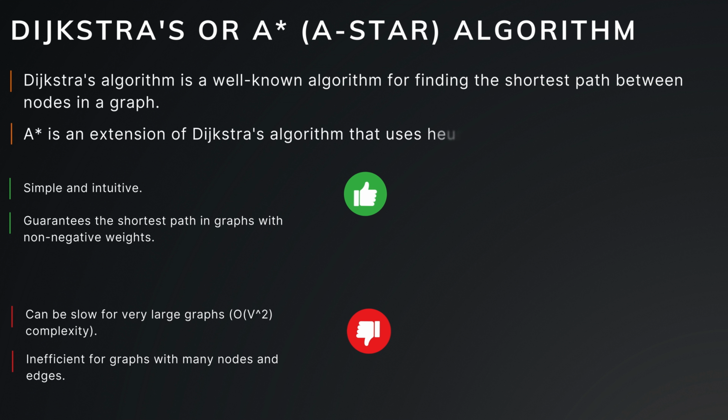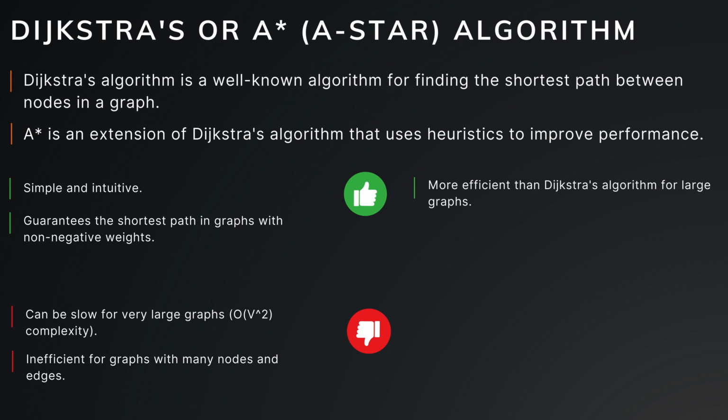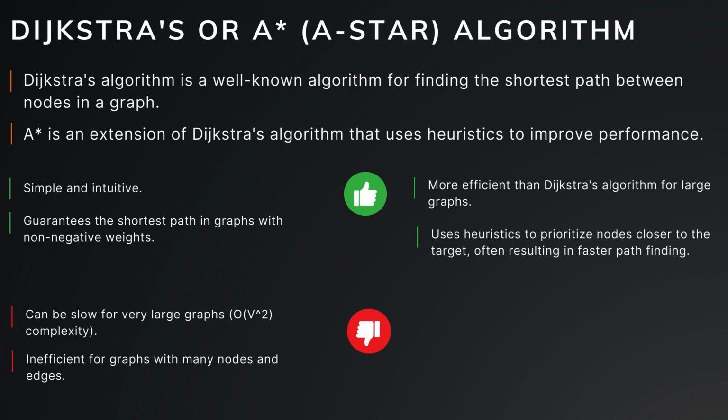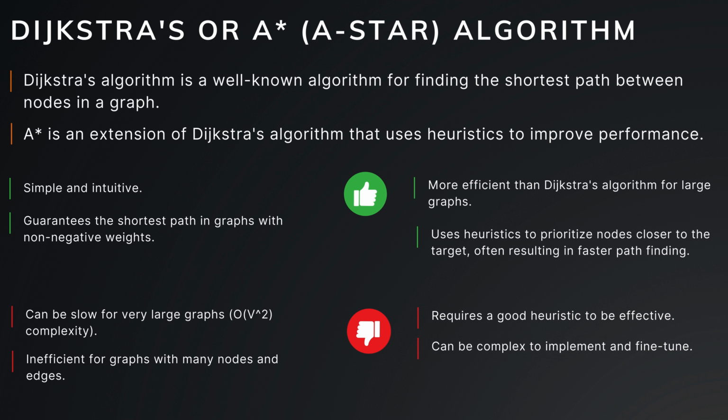A-star algorithm is an extension of Dijkstra's algorithm that uses heuristics to improve performance. It finds the shortest path more efficiently by prioritizing nodes that are closer to the target. On the other hand, it requires a good heuristic to be effective and can be complex to implement and fine-tune. It may not guarantee the shortest path if the heuristic is not admissible. Both algorithms have their use cases and trade-offs. Dijkstra's is more straightforward but less efficient for large graphs, while A-star is faster with a good heuristic but requires more careful implementation.